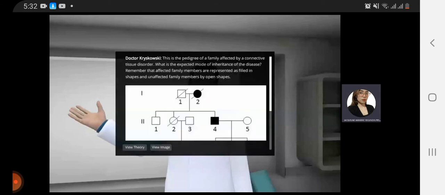This is the pedigree of a family affected by a connective tissue disorder. What is the expected mode of inheritance of the disease? Remember that affected family members are represented as filled-in shapes and unaffected family members by open shapes.